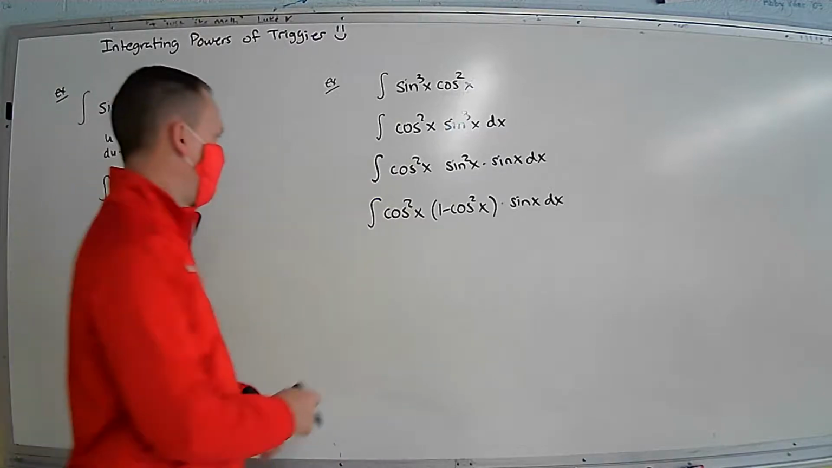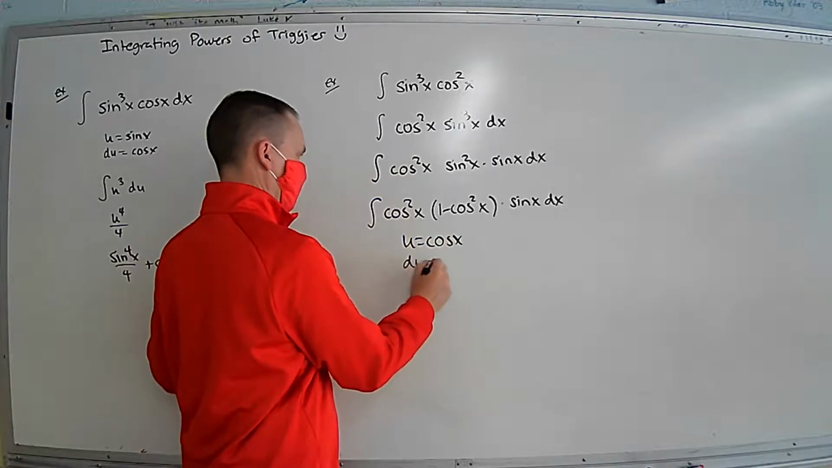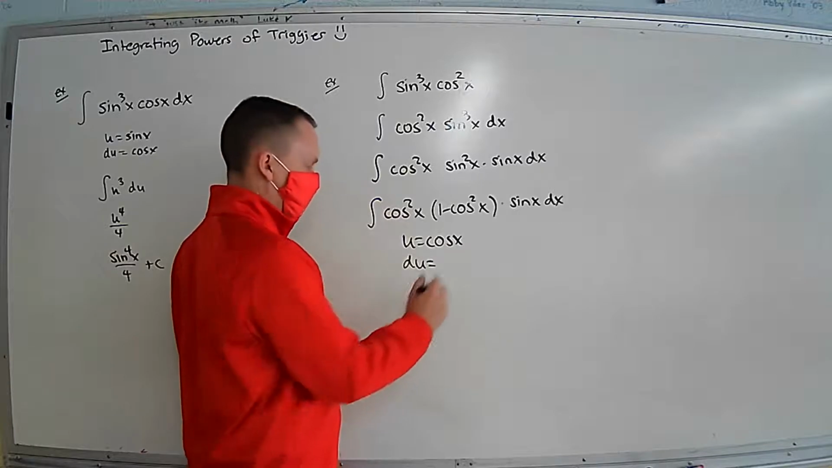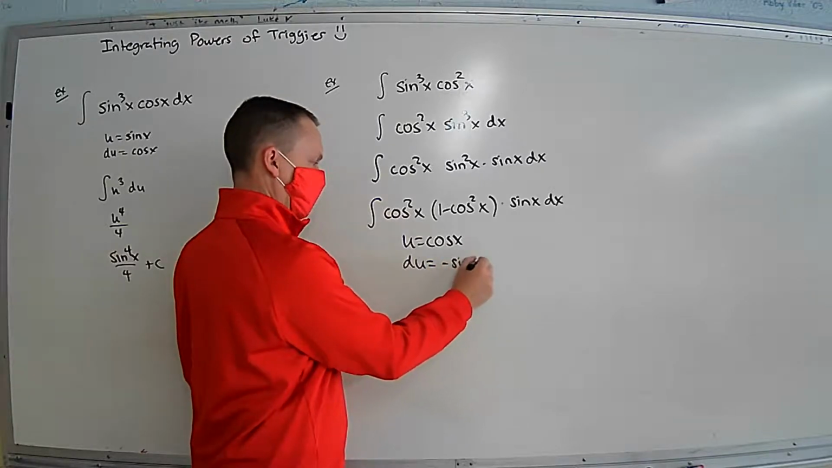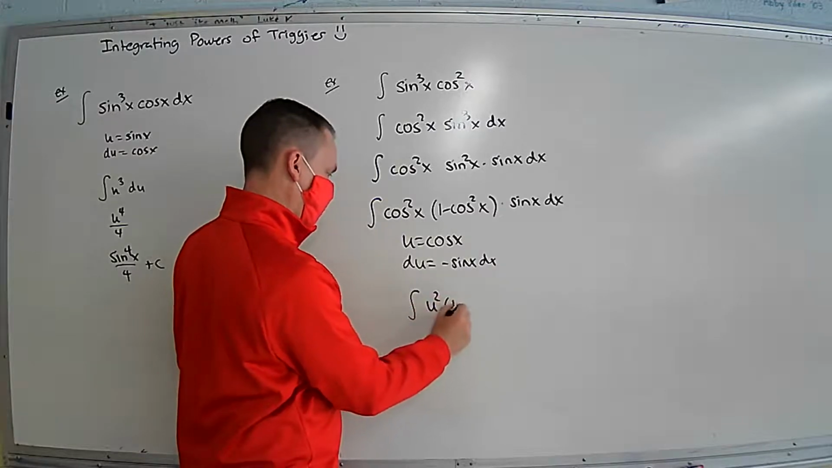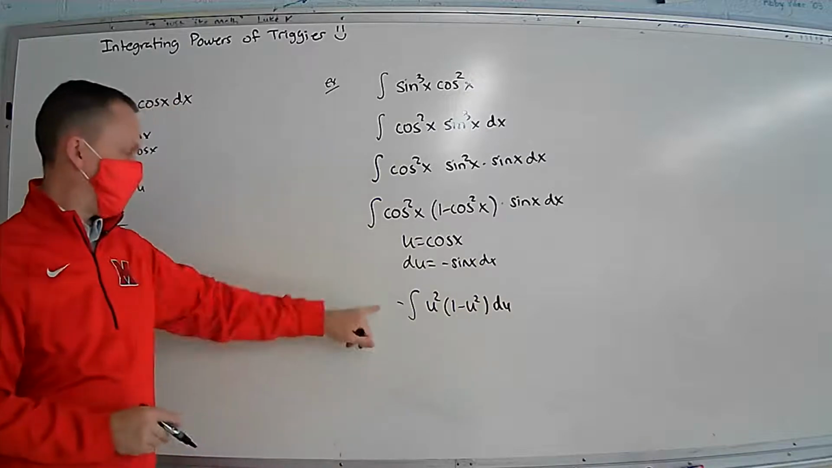And now watch this. Let u equal cosine of x. What's du? Negative sine of x. So this is u squared times 1 minus u squared du. But, oh, it's negative, so I'll stick a negative on the outside.